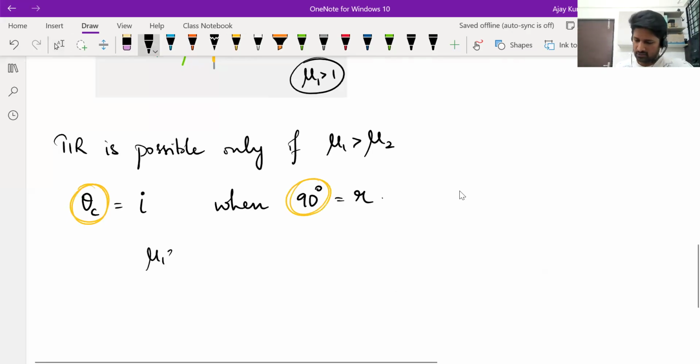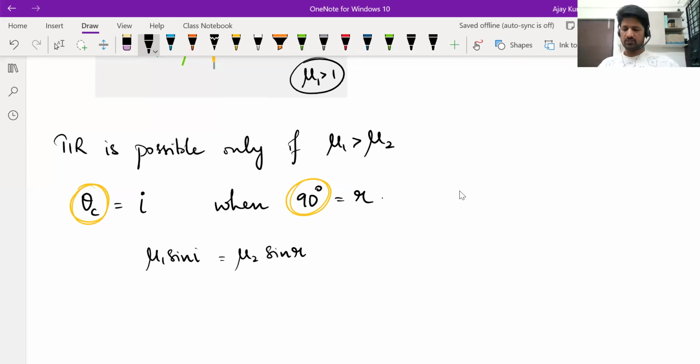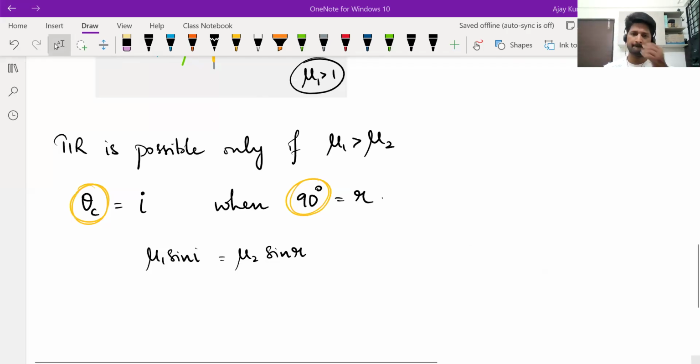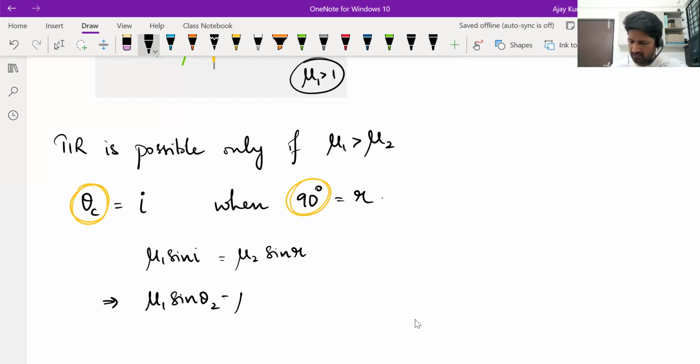Okay, I'll write Snell's law here. Mu1 sin I is equal to mu2 sin R. Substitute theta c in place of I and 90 degrees in place of R. What does the equation change into? Mu1 sine theta c is equal to mu2 sin 90. Sin 90 is 1.